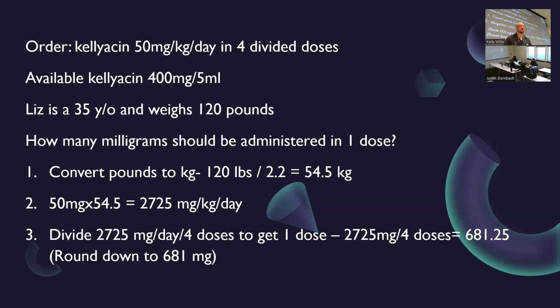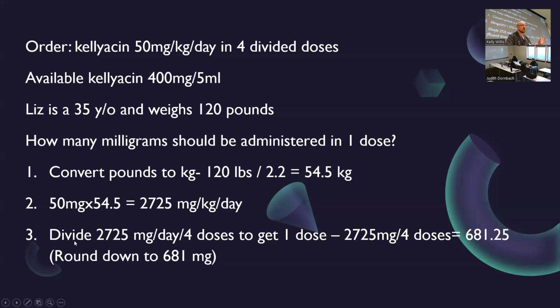So there are a few steps. We want to convert pounds to kilograms. So we get 120 pounds divided by 2.2 is 54.5. So we're going to take the 50 milligrams on the top here and multiply that by kilograms, 54.5. So for the total 4 doses, 2,725 milligrams per day.